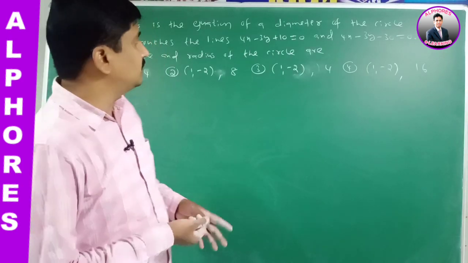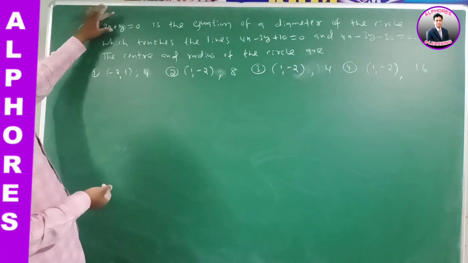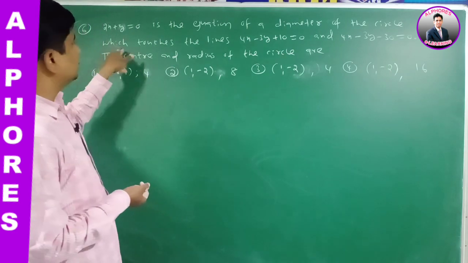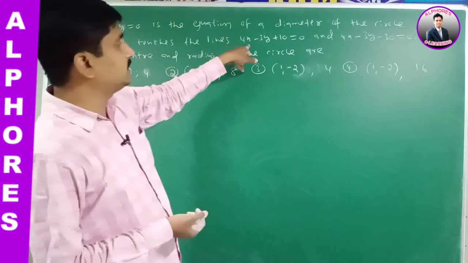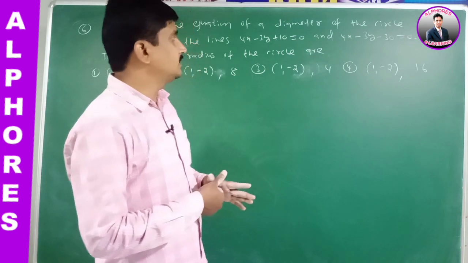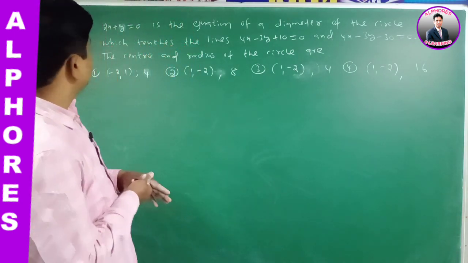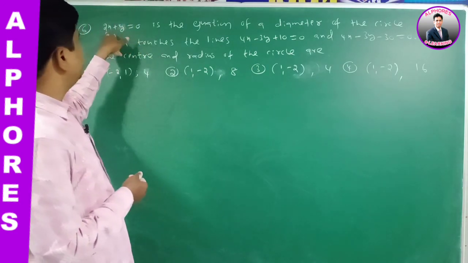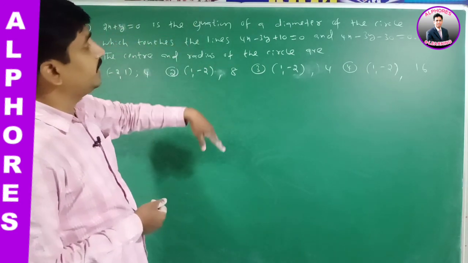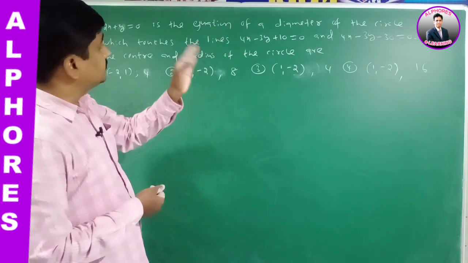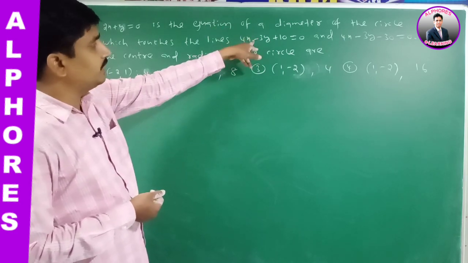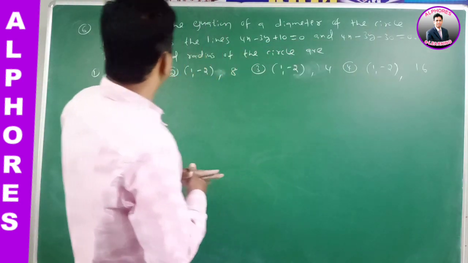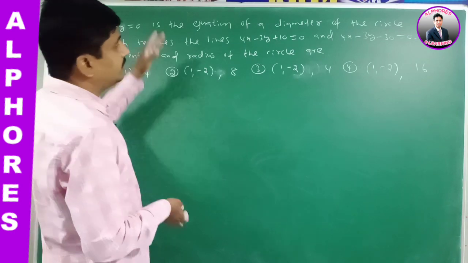Okay students, another question. 2x plus y equal to 0 is the equation of a diameter of the circle which touches the lines 4x minus 3y plus 10 equal to 0 and 4x minus 3y minus 30 equal to 0. The center and radius of the circle are. Here, that circle touches the given lines, and then the center and radius of the circle are.